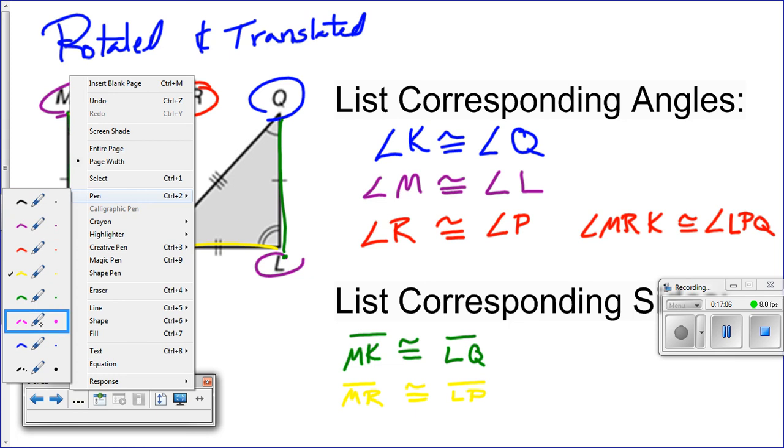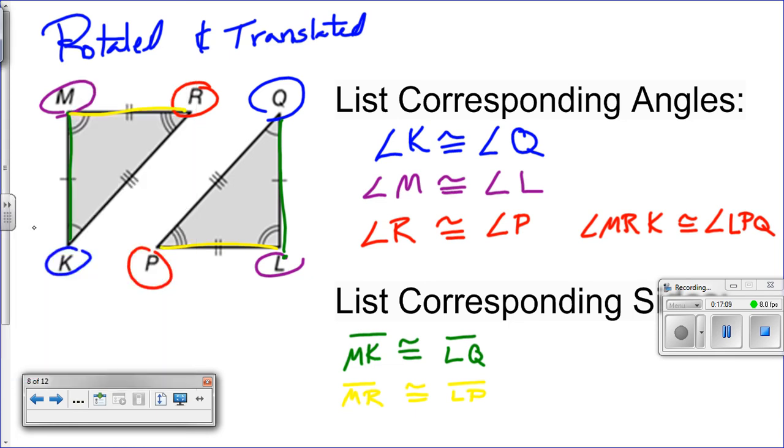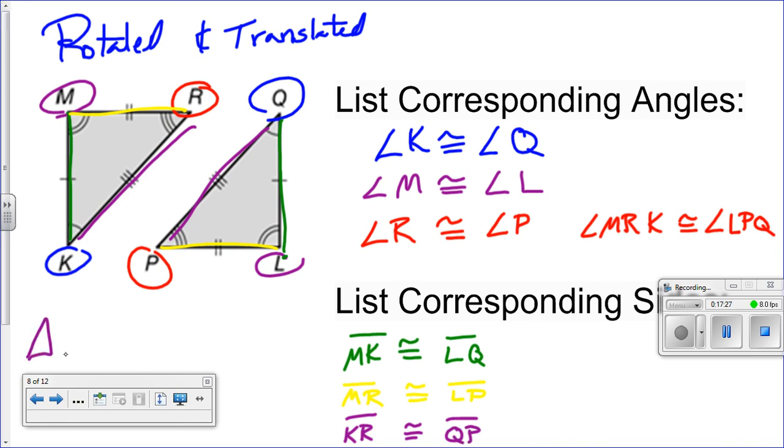And finally, running out of colors here, I'm going to go with line segment KR is congruent to line segment QP. So now let's make our triangle statement. Triangle MKR is congruent to triangle. Now you got to keep the order right. So if you like the color coordinating, that actually helps a little bit. LQP.